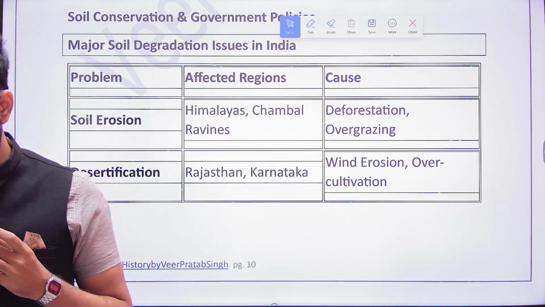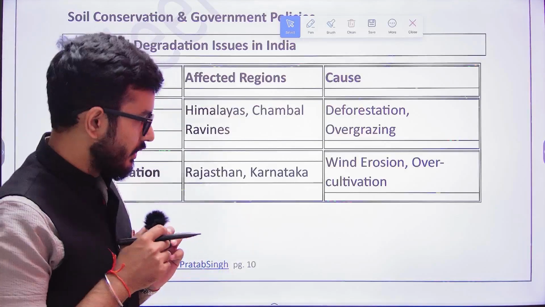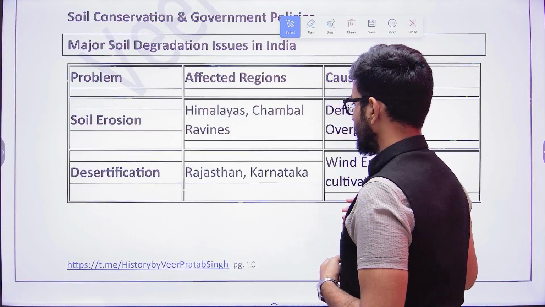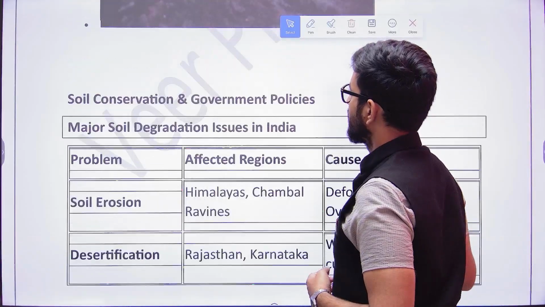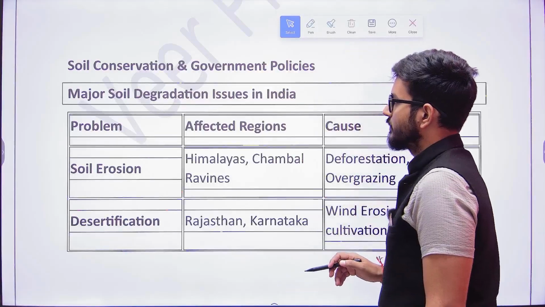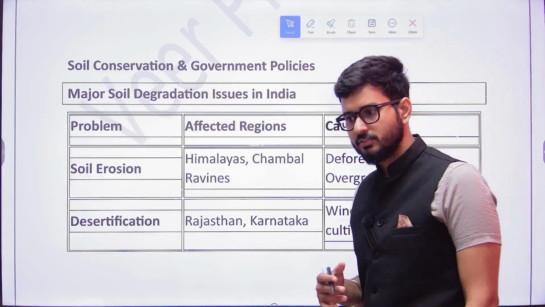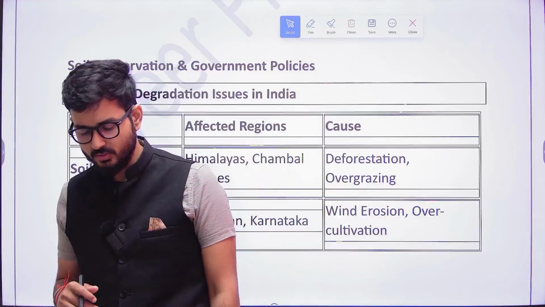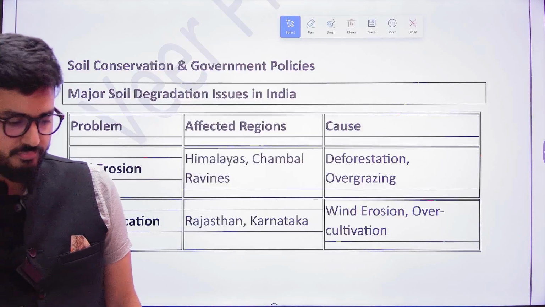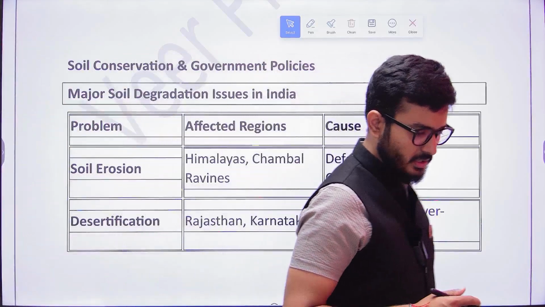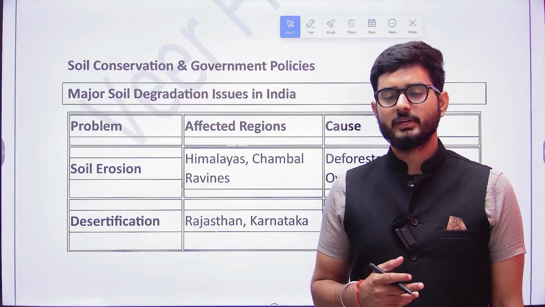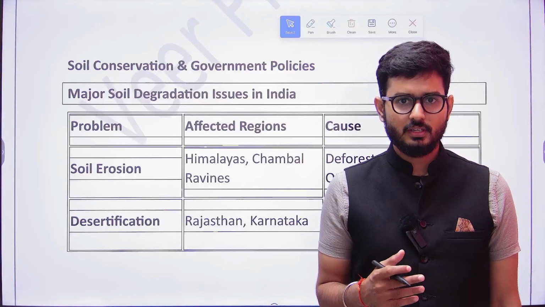So I hope you have read this up. After this, my dear friends, there is going to be the soil conservation and the government policies. Now see, there have been a lot of issues whenever we talk on the soil, a lot of issues pertaining to the conservation, a lot of issues pertaining to the degradation of the soil. Because of that, the government is now focusing on the conservation of soil.